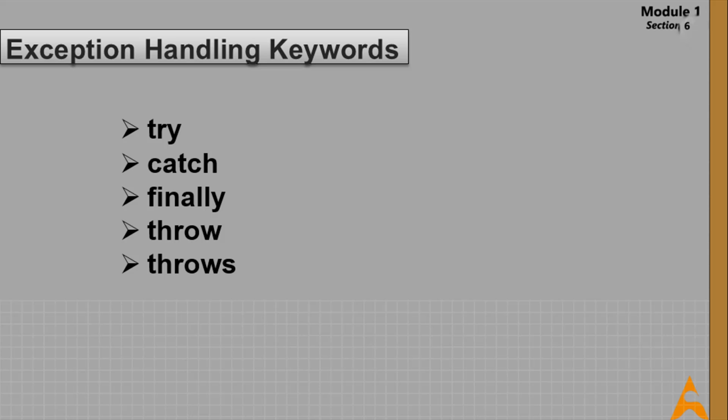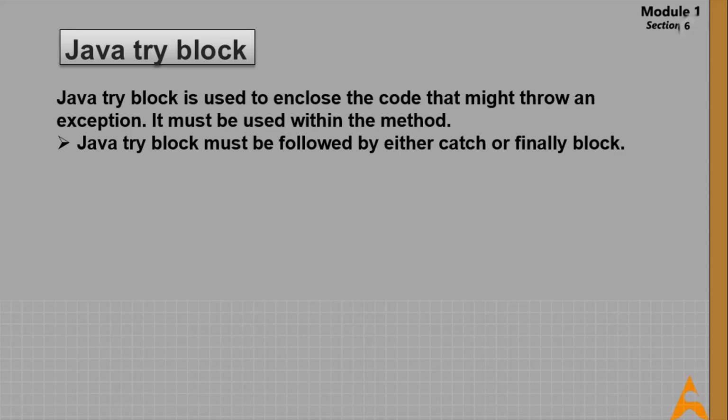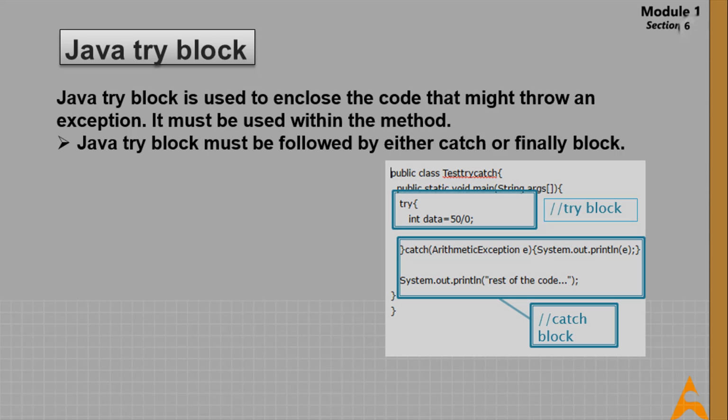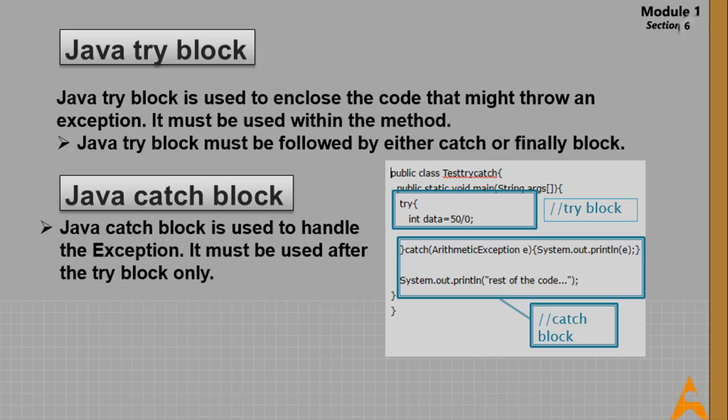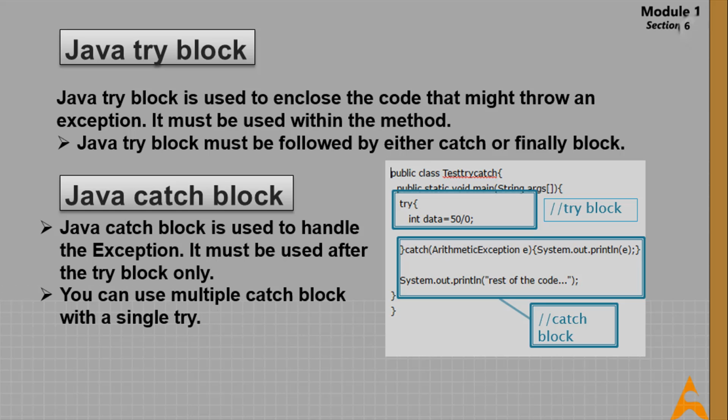Now let's talk about the try block in Java. The Java try block is used to enclose the code that might throw an exception. It must be used within the method. A Java try block must be followed by either a catch or finally block. The Java catch block is used to handle the exception. It must be used after the try block only. You can use multiple catch blocks with a single try. See the program and practice it, you will understand how try and catch blocks work.